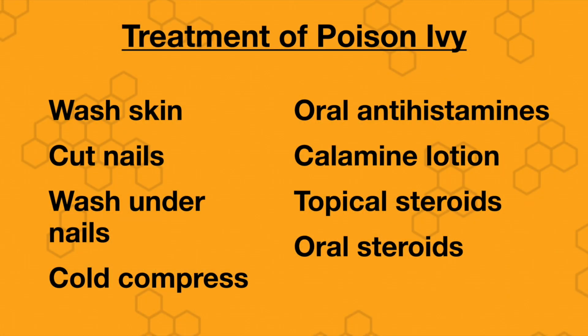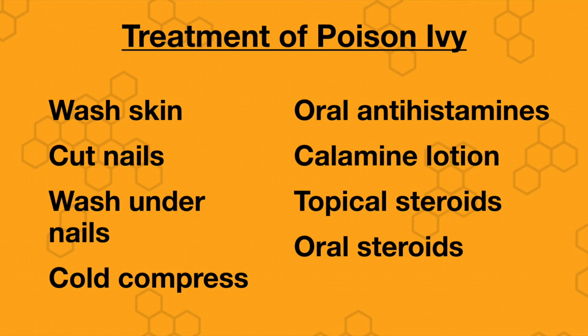First thing you want to do, as I said, is you want to wash the skin. You want to wash the clothes. Make sure you get your shoelaces. If it gets on your shoes, which it very often does, and then you go and you tie your shoes, you're going to get that oil right back on your skin again, and you're going to spread it around. So wash your skin, get under your nails, cut your nails short, get a toothbrush, put some soap on there, and scrub under your nails if you have to.